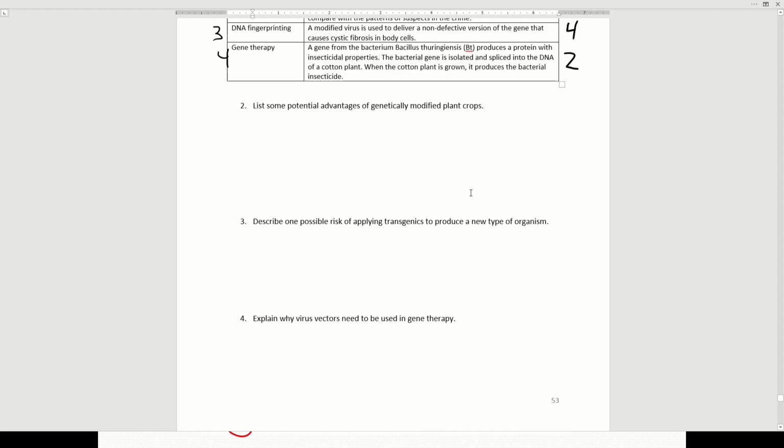List some potential advantages of genetically modified crops. They produce their own pesticide, right? They can have higher yields. Maybe they use less water. They're drought resistant. One risk of applying transgenics to a new type of organism, the biggest one with that is you don't know how it's going to affect ecosystems. Also, people eating it. Can we eat it? Is it safe for us to eat?